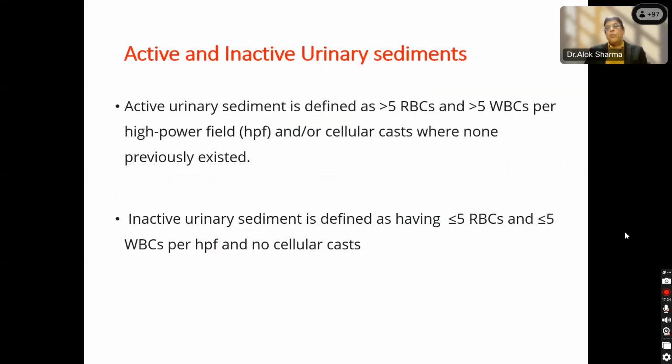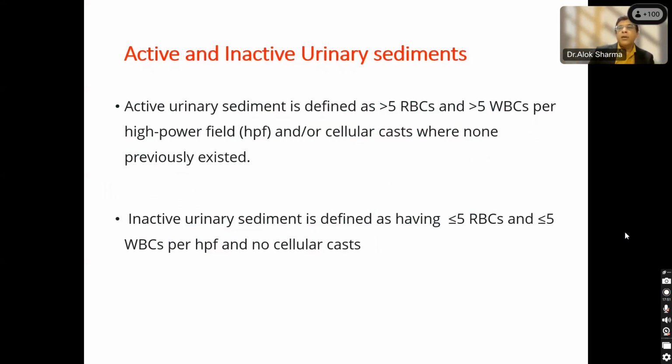So moving on. You will have heard these terms a lot. What is an active sediment? When you get requisitions from clinicians, they say, please comment on the activity of the urinary sediment, or you would just get a requisition saying urine for active sediments. So you should understand what an active sediment means and what an inactive sediment means.